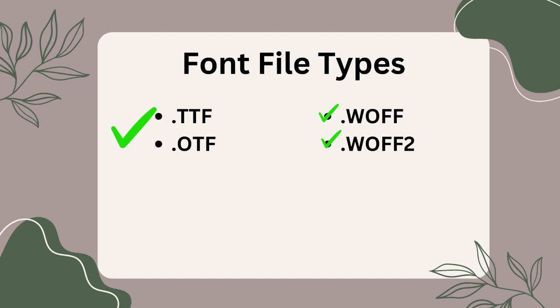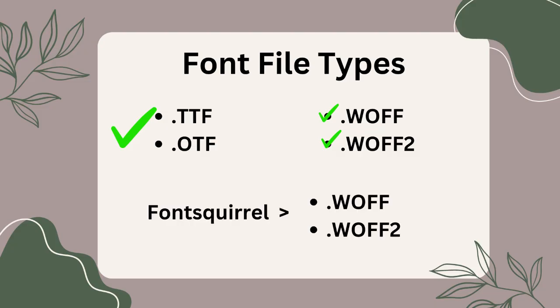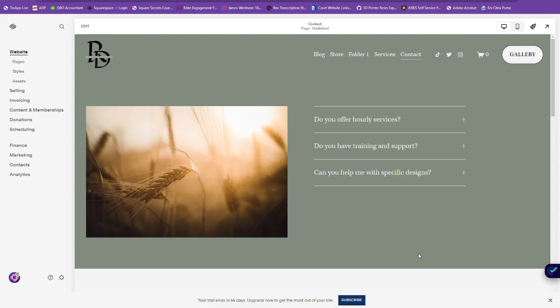Okay, so if you have a TTF or OTF file, but you don't have the other kinds, then what you can do is go to a site like fontsquirrel, and I'll have the link for you down in the description. You can upload your font file and it will generate a WOFF and WOFF2 file for you to download automatically for free. All right, once you've got all of your files, we're gonna head to our Squarespace site.